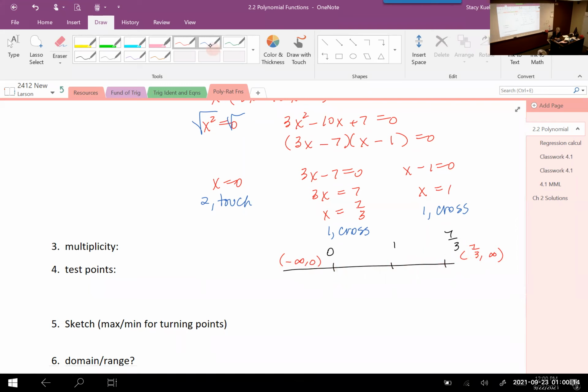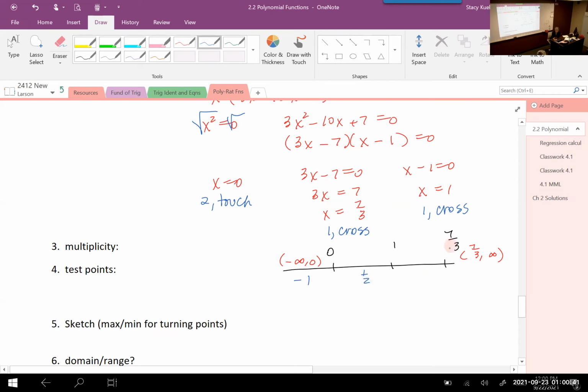So we're going to just pick points to the left of 0. So I'm going to pick a number to the left of 0. How about -1? That's a pretty easy one, right? Okay, so I've got -1. I'm going to pick a number between 0 and 1. I'm picking numbers between. I'm not picking numbers on. How about 1/2? Okay.